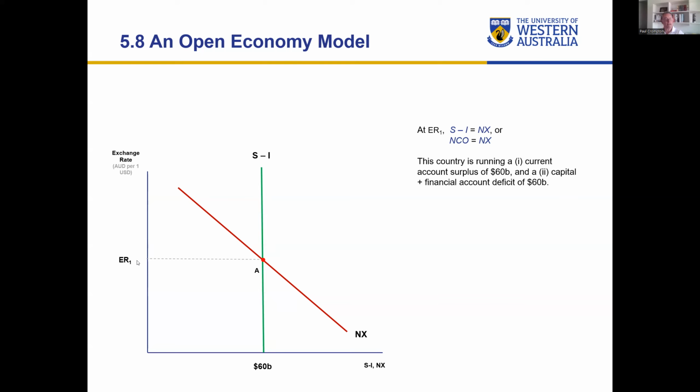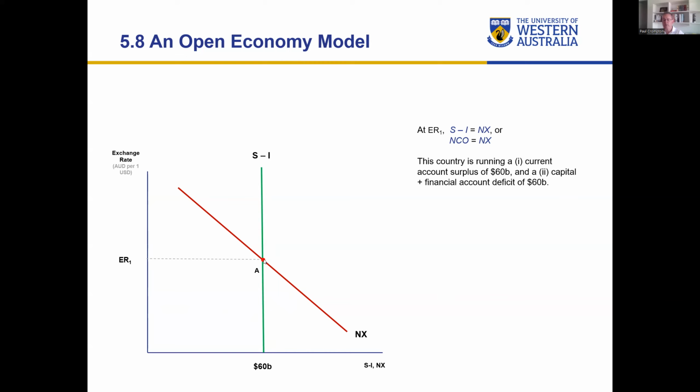Of course, these two curves determine the price of the Australian dollar, which is the exchange rate, and I've just set it at ER1. Because the Australian dollar is a floating exchange rate and can move up and down freely, the exchange rate is going to react to the forces of demand and supply. It's not going to be above ER1 because then we'd have excess supply of the Australian dollar. It's not going to be below ER1 because then we'd have excess demand for the Australian dollar. The exchange rate settles at ER1.